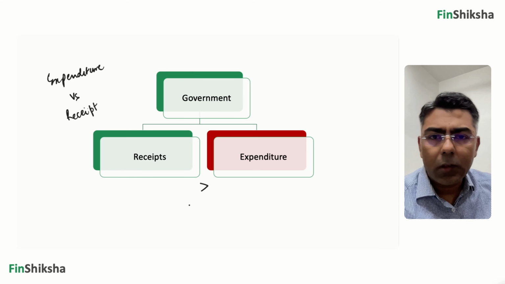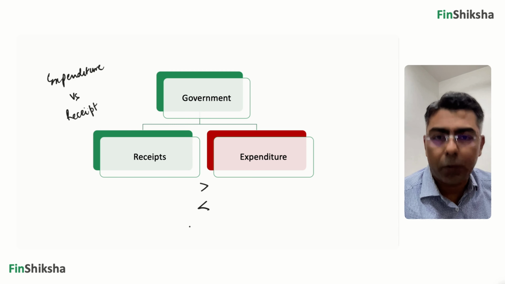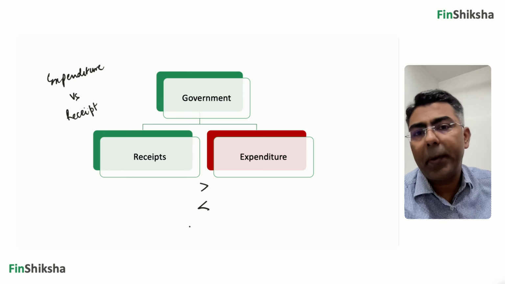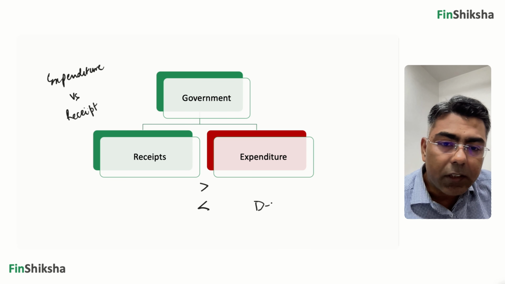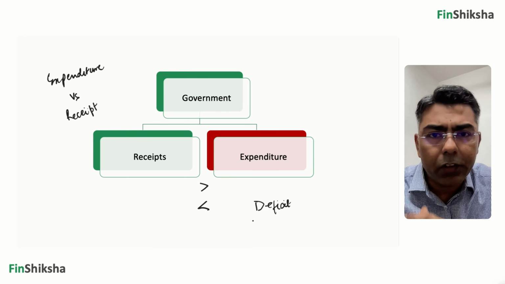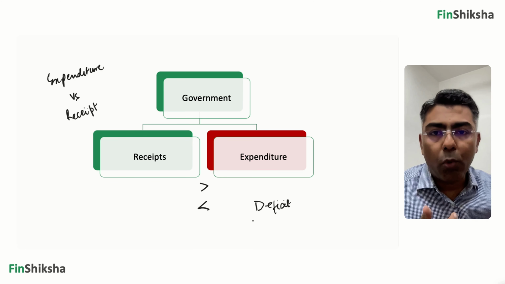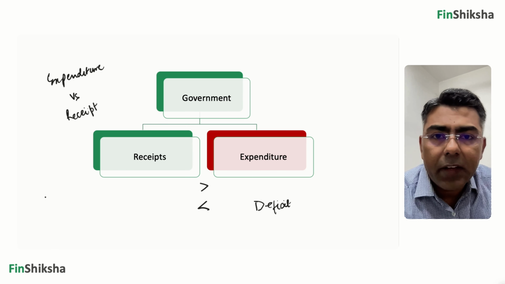Most of the times in the world around us, we actually see the other scenario where receipts are lower than the expenditure, right? अगर receipt expenditure से कम है, if expenditure is more than the receipt, then you have a condition called deficit, commonly known as fiscal deficit, right? You would have heard of this term called fiscal deficit, where the government is basically spending more than what they are receiving. And the only way you can fund a fiscal deficit is basically by borrowing money, right?